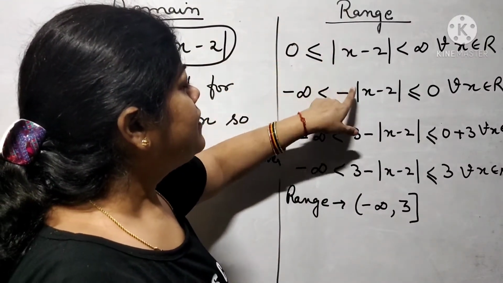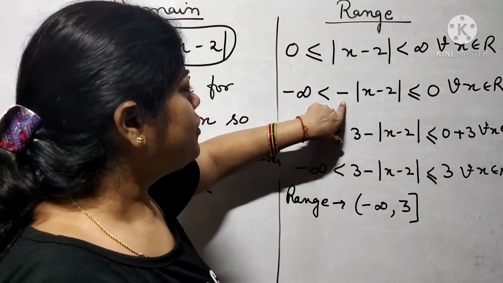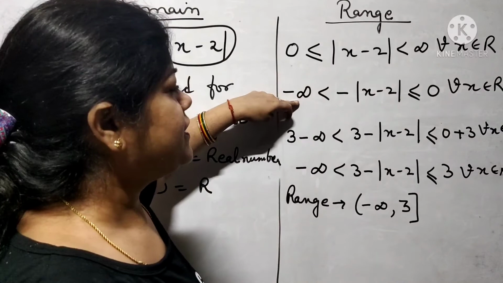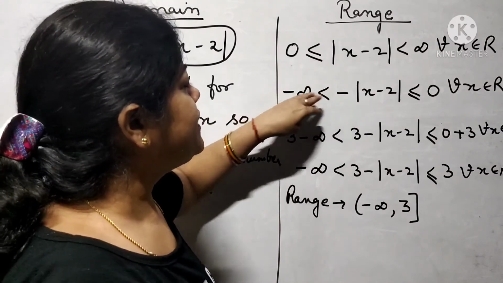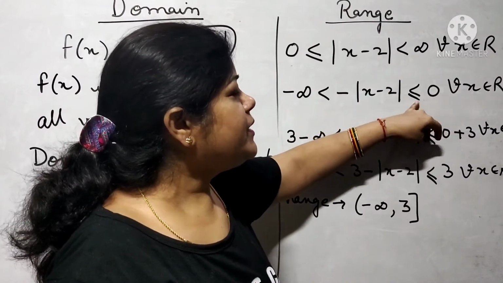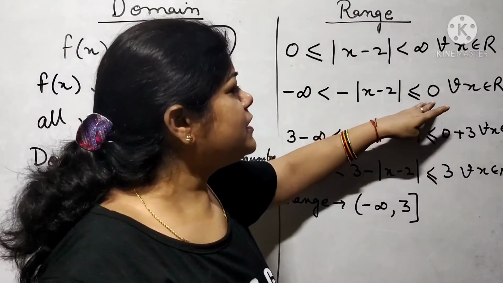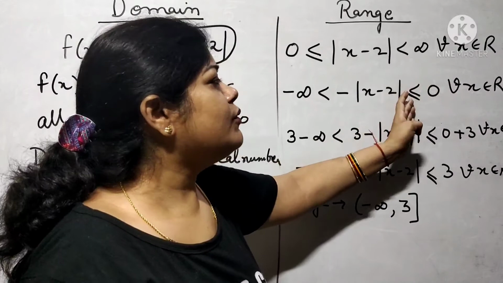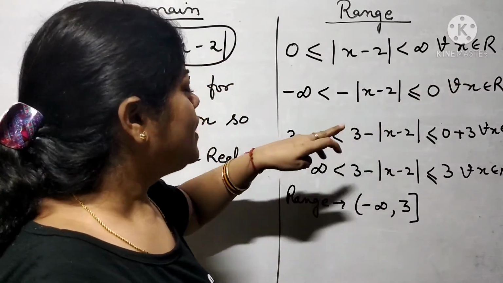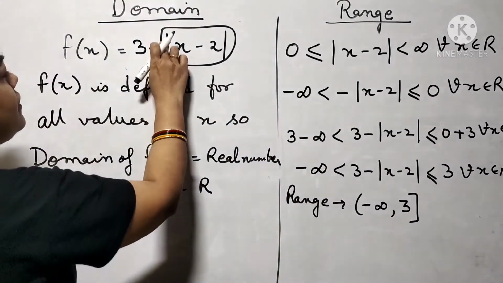So, when we write a minus sign outside the modulus, its value lies from minus infinity. That means its value must be greater than minus infinity, but may or may not be equal to 0. That means it may be less than 0 or equal to 0 for all the values of x which we put over here.